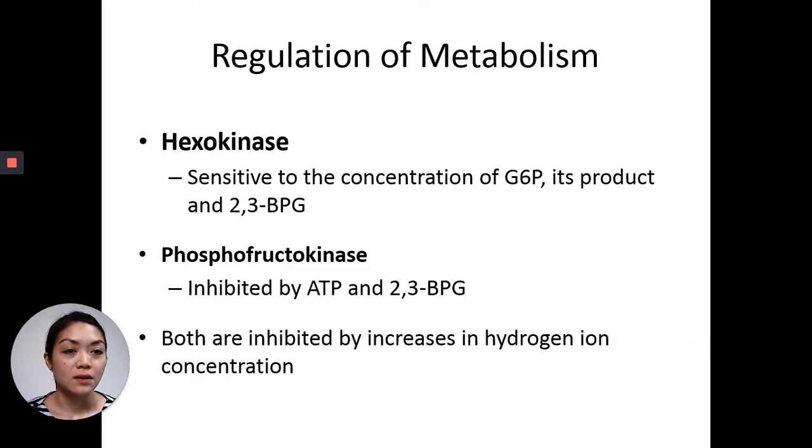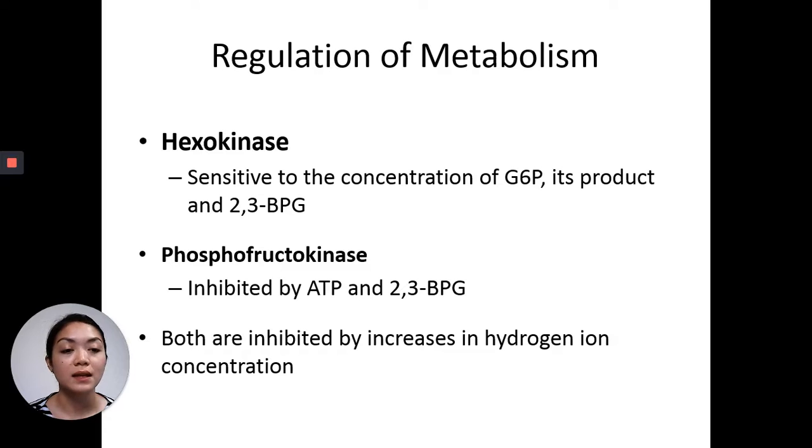Okay. So overall, regulation of the metabolism of our red blood cells. Again, we have important enzymes, hexokinase, phosphofructokinase. Just take note lang what affects their activity. Hexokinase is sensitive to G6P. If damo si G6P, manubo si hexokinase. And the other way around, kung nubo naman si G6P, madamo or ma-increase ang activity ni hexokinase. Its product is 2,3-BPG in the second phase. Okay, so hexokinase is also controlled by 2,3-BPG.